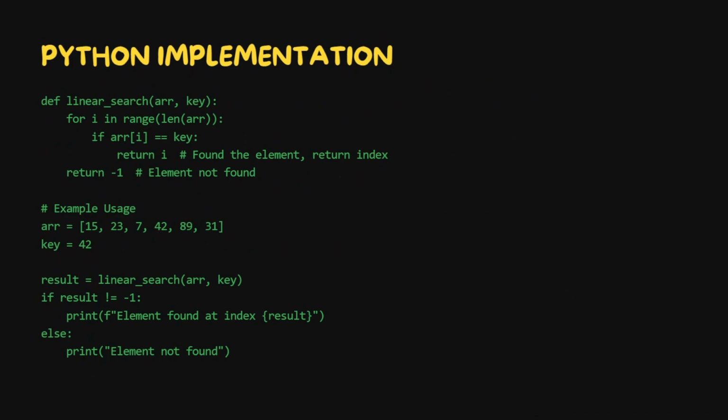Let's see the Python code for linear search in action. So this is the Python implementation of the linear search. We will define the function linear_search. We will pass the array and key. Then for i in range length of array, if array[i] equals key, we have found the element, we will return i, which is the index of the element. And after completing the loop, if the element is not found, we will return -1. That's how we can implement the linear search in Python.